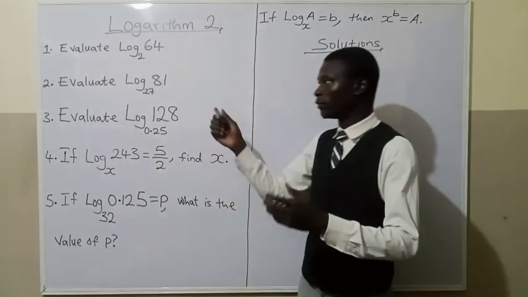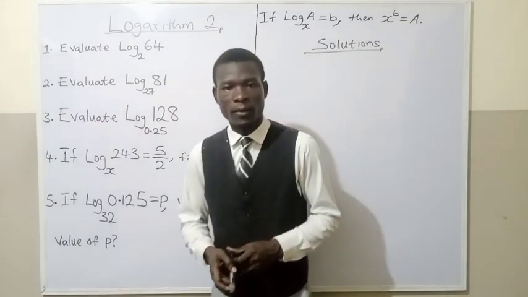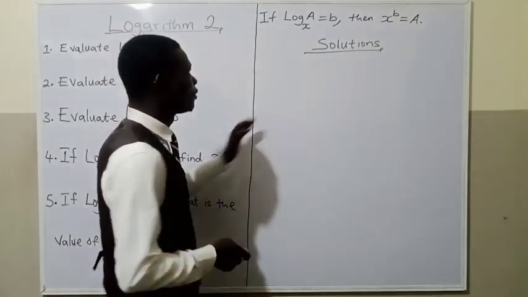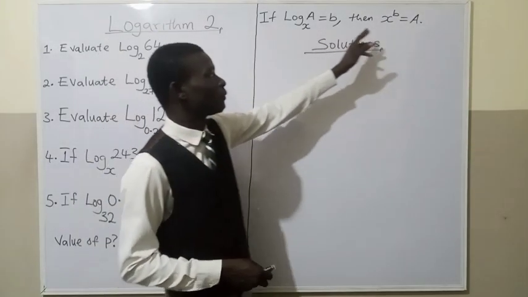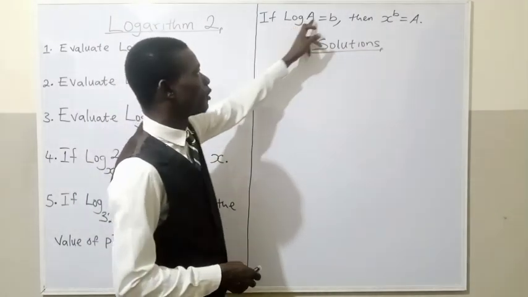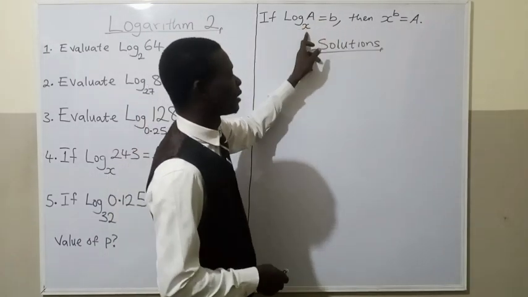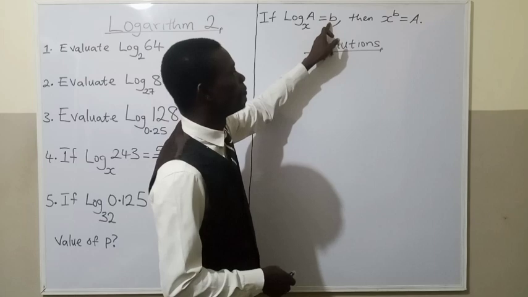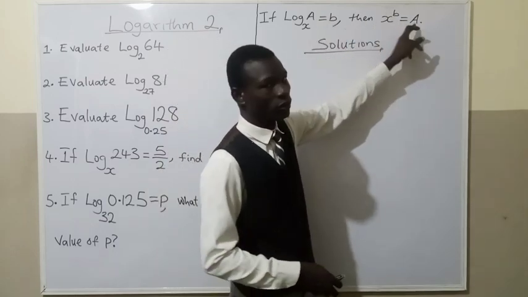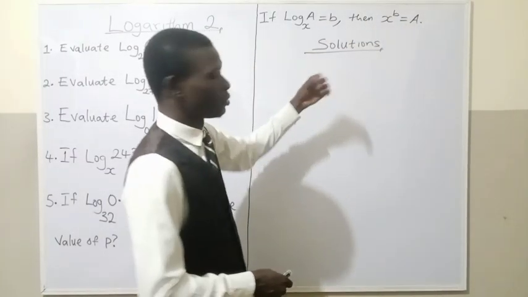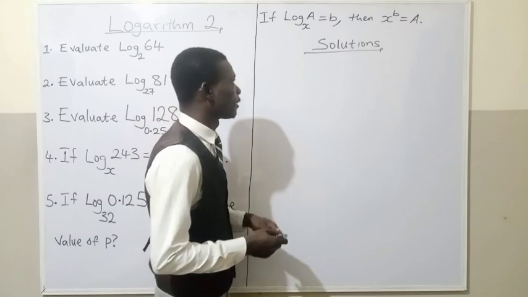So we'll be delving into these questions very quickly. To solve these questions, we'll be using the definition of logarithm, which says if log a to base x equals b, then this x, which is the base, carrying b, x raised to power b, will be equal to a. And this is what we are going to use to solve each of these 5 questions.